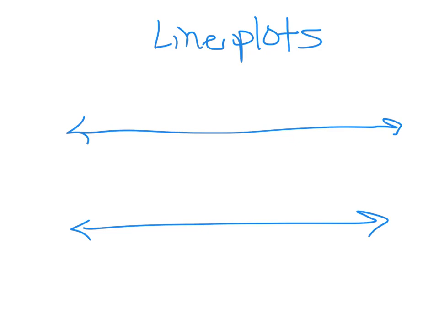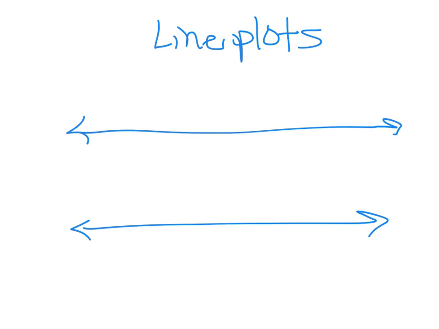Hey everyone, I just wanted to go over line plots with you. Maybe you can watch this and then just a little bit more review. When we are making line plots, all we're really doing is putting little dots, right? But before we do that, we have to label our line, which are what you see with the arrows.